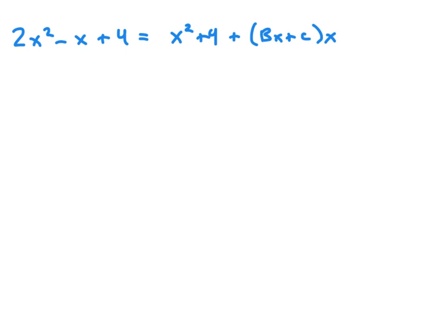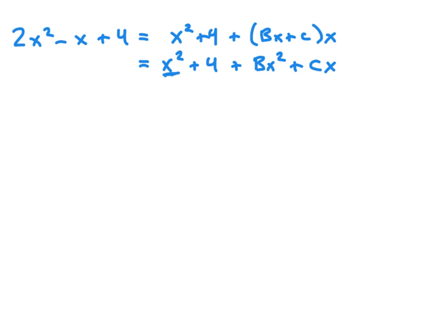So when we replace a with 1, we get the equation 2x squared minus x plus 4 equals (x squared plus 4) plus (bx plus c) times x. We can distribute the x in that last term on the right side to get (x squared plus 4) plus bx squared plus cx. We now want to group like terms.